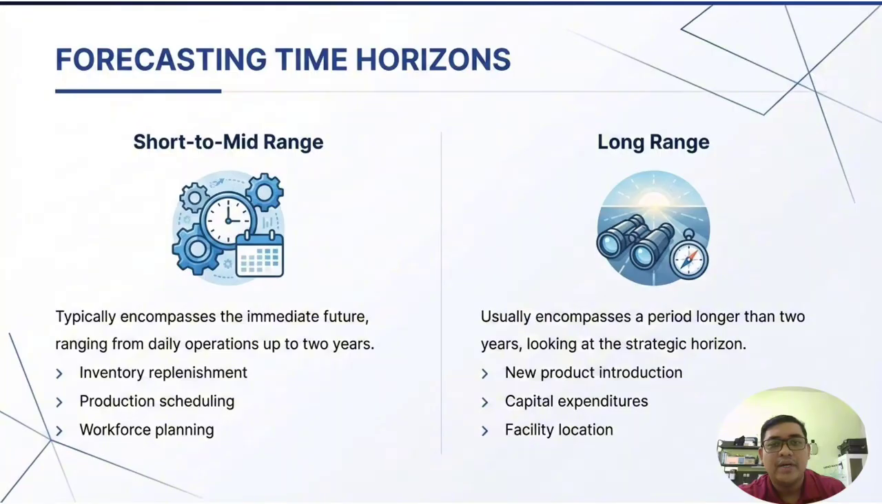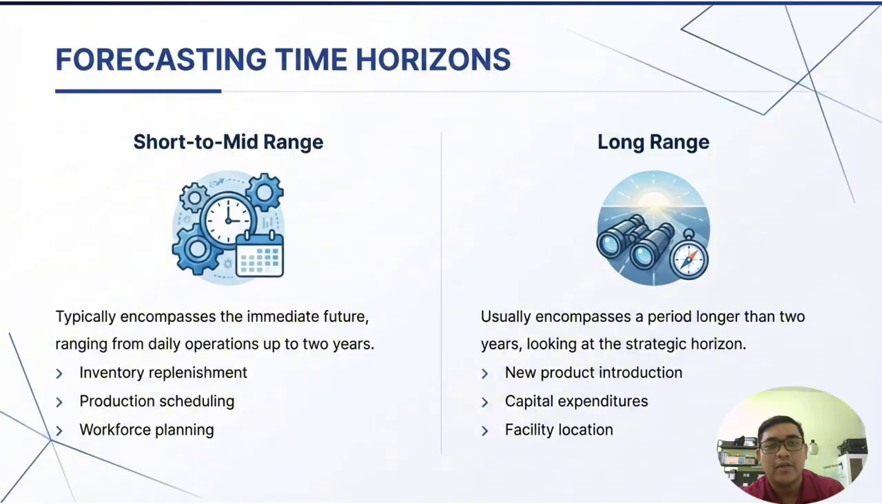Now, I will explain about forecasting time horizon. Forecasting time horizon is divided into two categories: short to mid-range and long range. Short to mid-range focuses on the intermediate future, usually from daily operation up to a year. It is useful for inventory replenishment, which means planning when to restock items; production scheduling, which helps decide when and how much to produce; and workforce planning, which involves arranging manpower to meet demand.